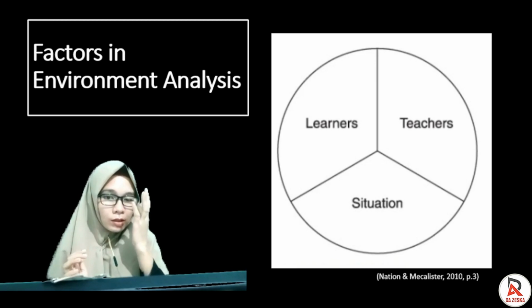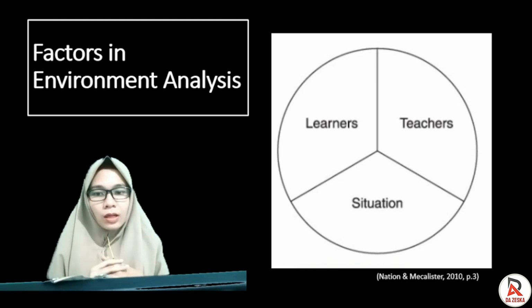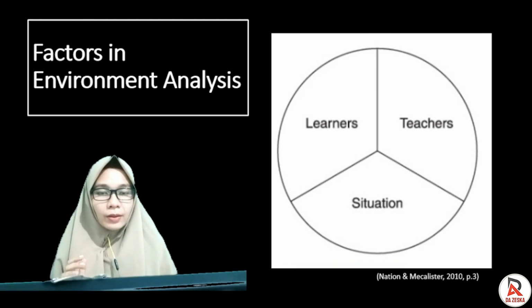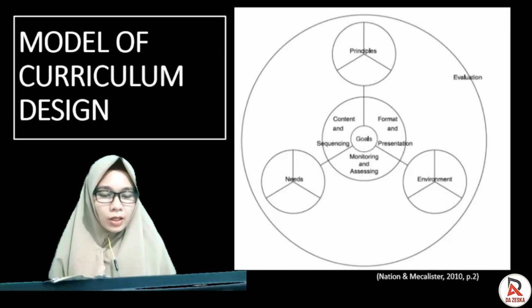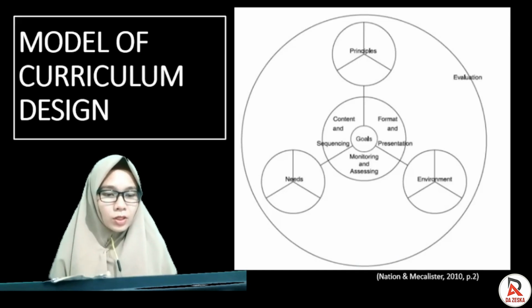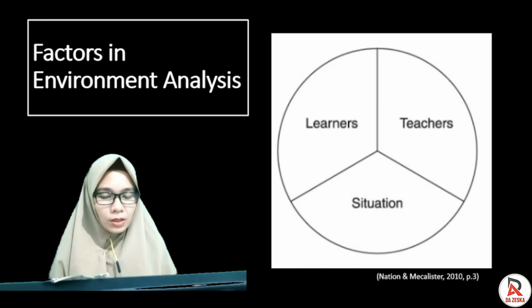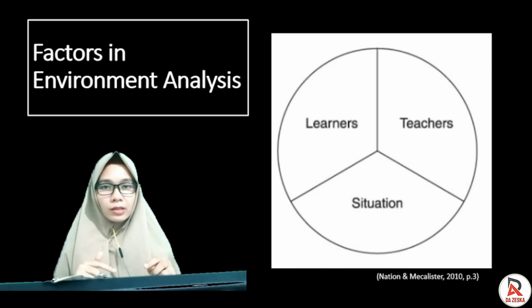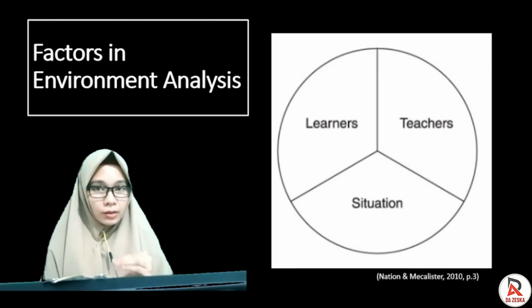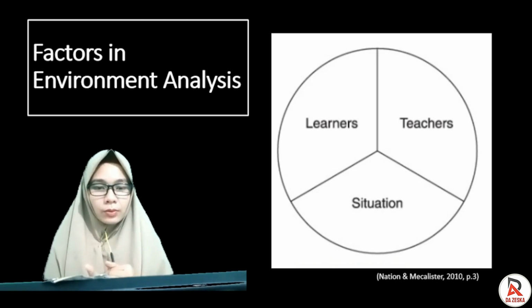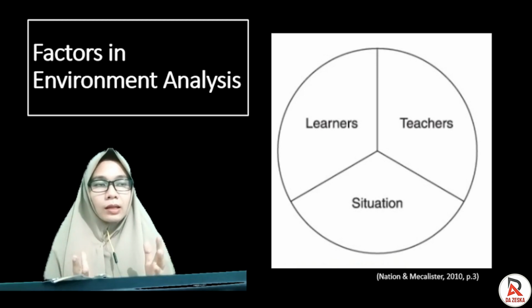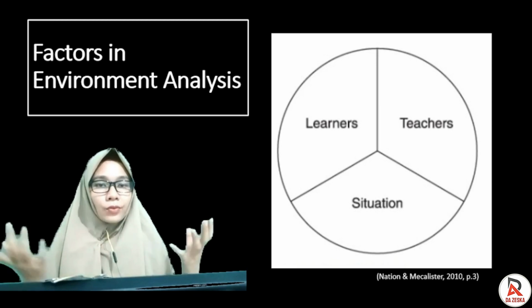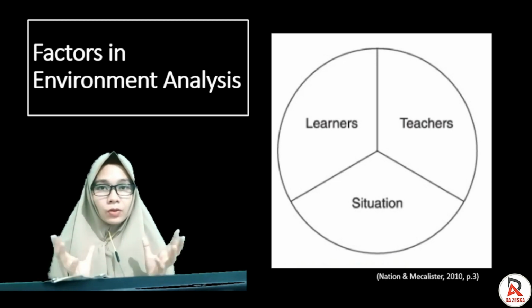The first subdivision is learners. The environment that we talk about here is the situation, right? I mentioned before that that's going to be one situation. And the situation that you have to analyze when you want to design a course or a curriculum is the situation or the environment of your learners, their surroundings.